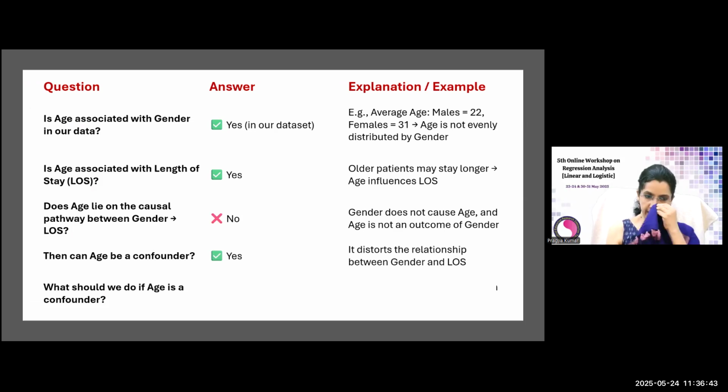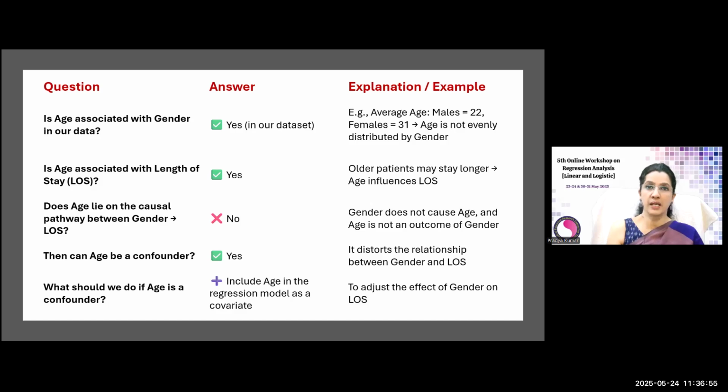Then again, can age be a confounder? Yes, age can be a confounder because it distorts the relationship between gender and LOS. So what should we do if age is a confounder? Basically, we will include age in the regression model as a covariate, and that will adjust, like what Farzana was asking regarding the complications, plus and minus. When you enter gender, age, everything as a covariate, it adjusts for that, even if it is a confounder. So how will you label whether something is a confounder or not, because you have entered it? If it changes the beta coefficient by more than 10%, then it acts as a confounder. Otherwise, it doesn't.